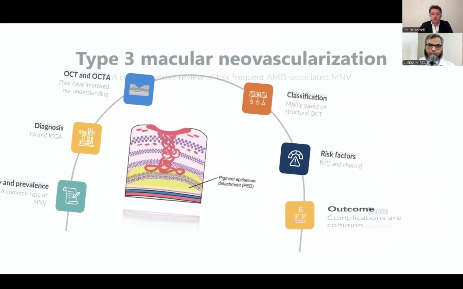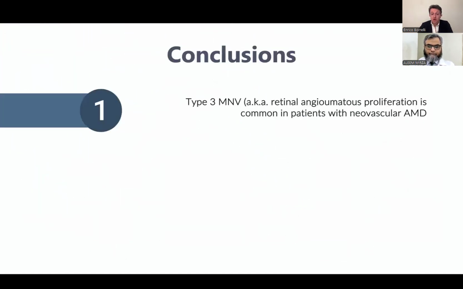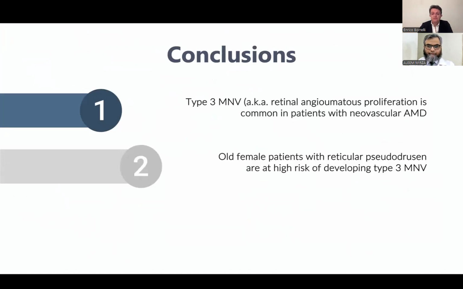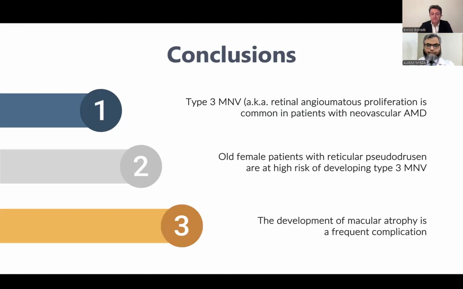So, in conclusion, type 3 macular neovascularization is common in patients with neovascular AMD. Older female patients with reticular pseudodrusen are at higher risk of developing type 3 MNV. And finally, the development of macular atrophy is a common complication in type 3 MNV. So the outcome of patients with type 3 macular neovascularization is usually worse.